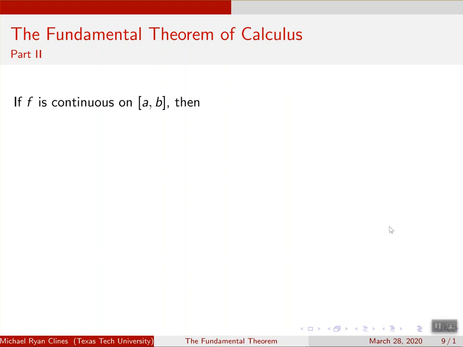Same setup as last time. Let f be continuous on a to b. Now, I didn't harp on this as much as I should have when I just did part 1, but I like to point this out. f must be continuous. f must be continuous on the interval. That is what makes this work.